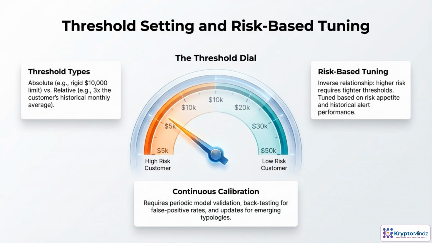Thresholds in transaction monitoring define the point where the system should start asking questions. You can set absolute thresholds, like any cash deposit over $10,000, or relative ones, like 3 times a customer's normal monthly activity. Higher-risk customers should have tighter thresholds, and this is not a one-off configuration. Teams need to regularly backtest alerts, measure false positives, and adjust for new typologies and changing risk appetite.